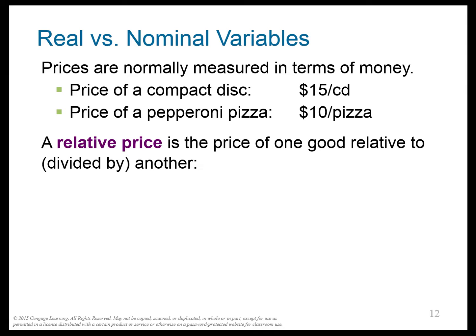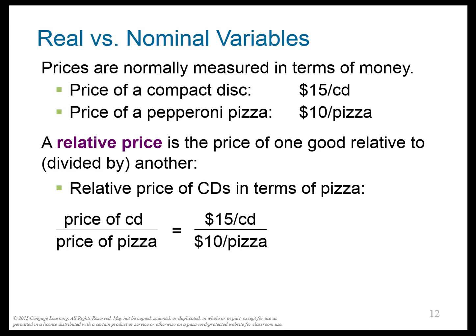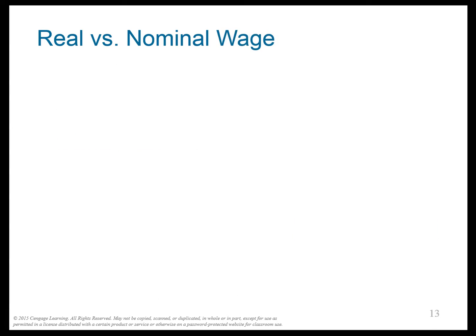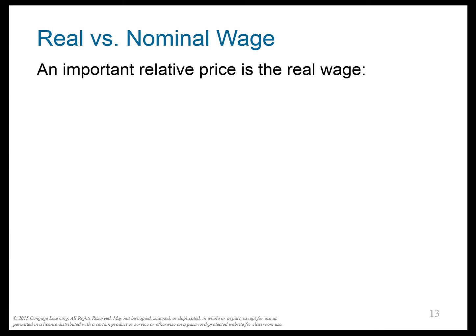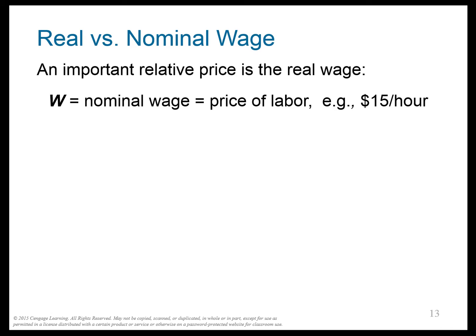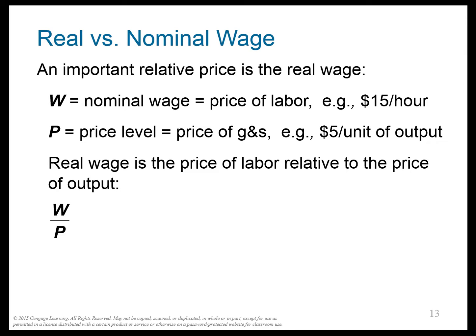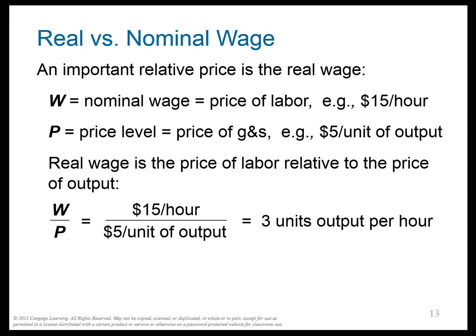However, there's a very interesting kind of price: the relative price. It's how much something costs in relation to another. So the price of a CD relative to the price of a pizza is 1.5 pizzas per CD. Notice that's not measured in dollars anymore. That's measured in products. In other words, that's a real variable. Another real variable is the real wage. If W is the number of dollars you get paid, say $15 per hour, and P is the price level of goods, say $5 per unit, then the real wage is how much you can buy, W divided by P, which is equal to 3 units. So each hour you work, you buy 3 units. This is ultimately what we actually care about: the real wage.